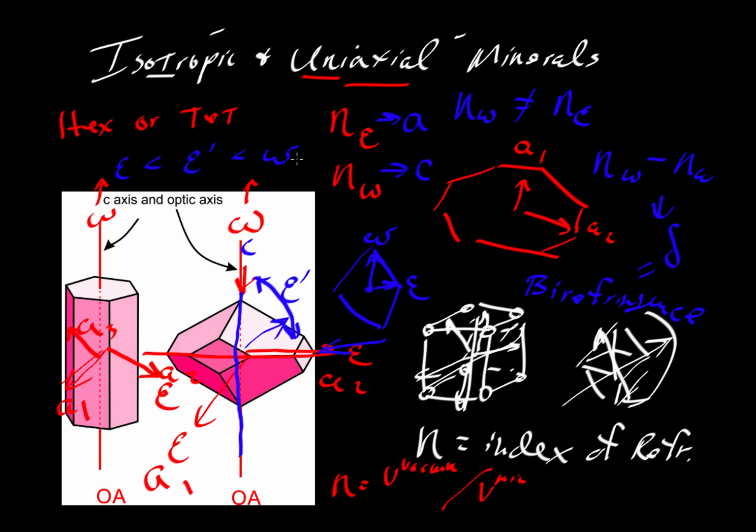It doesn't have to be the case that omega is the largest. It could be that we have epsilon is greater than epsilon prime is greater than omega. But whatever epsilon prime is, however omega and epsilon are relative to one another, the value for epsilon prime, or the index of refraction along epsilon prime, will be intermediate. So one of these will represent the maximum and minimum velocities, and then any other random direction would be intermediate between those.